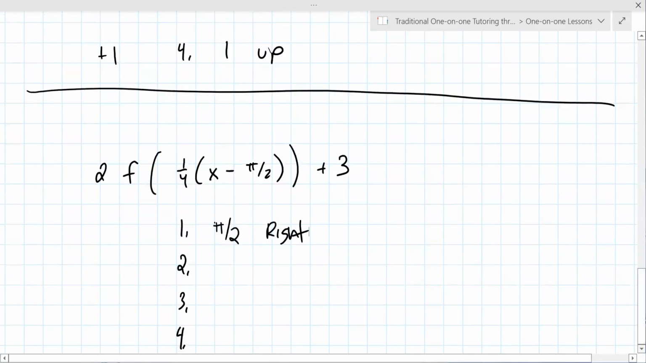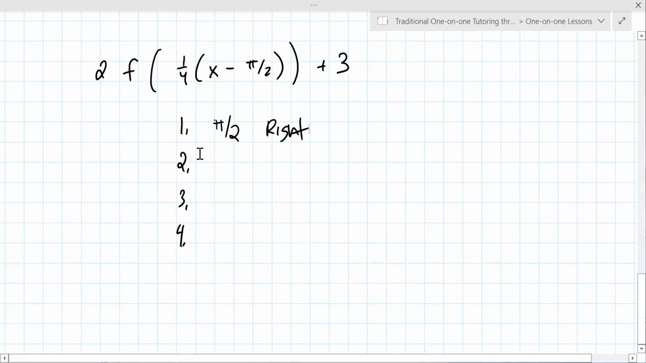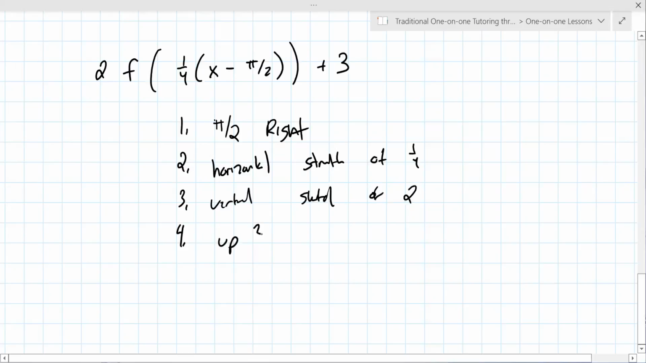Okay. And where did you go next? Hopefully it was the 1/4. Yeah, a horizontal stretch, 1/4. Okay. A vertical stretch of 3 and then up 3. So actually of 2. There's a 2 there. 2, yeah. Yeah, and then up 3. Okay, perfect.